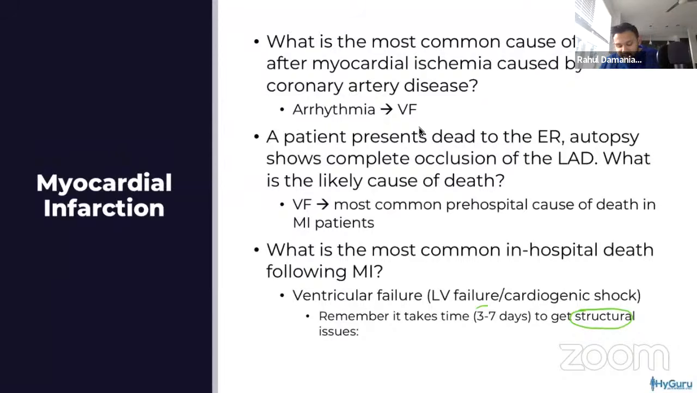Typically look for the timeline of about 3 to 7 days. So think about things like ventricular rupture, mural thrombus, tamponade, papillary muscle ischemia causing acute onset of mitral regurgitation. Those test questions, it's going to be around the 3 to 7 day mark because it takes time. Arrhythmia is going to be much earlier.